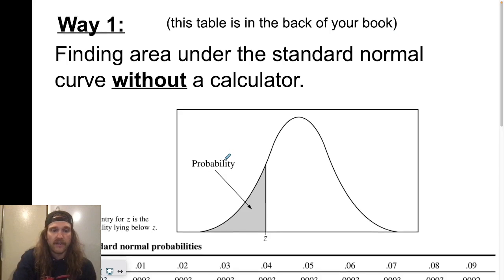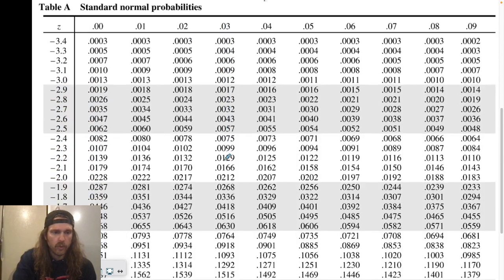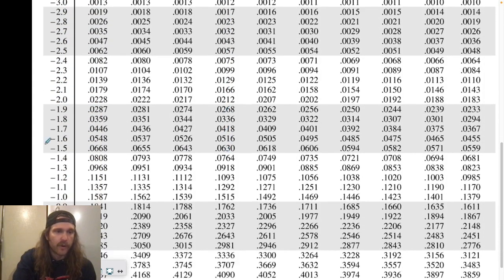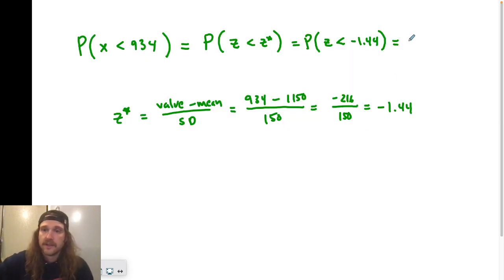And we're going to go, all right, I want the area to the left of negative 1.44. So I find negative 1.4, and then I go over to 0.04, which is 0.0749. So I go back to my problem, it's 0.0749. So what does this number mean? This is our answer. This is the answer to the original question.